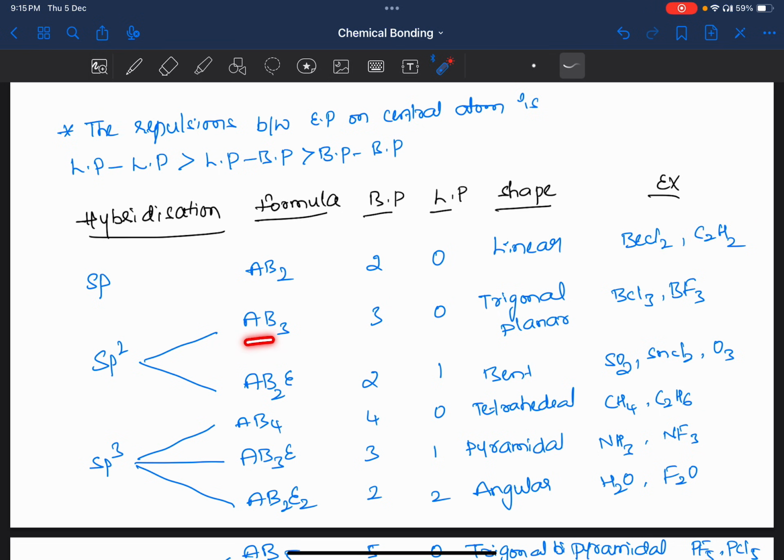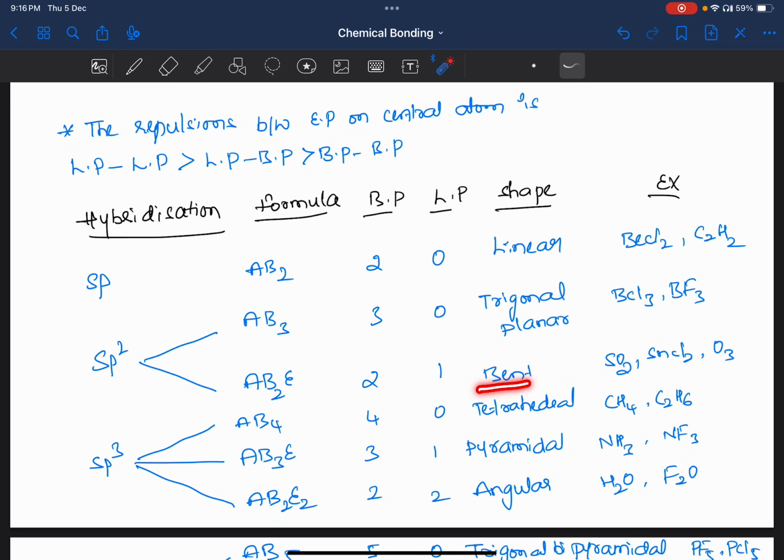And next, for AB3 and AB2E molecules, two different formulas are given. E indicates lone pairs. In the AB3 formula, three bond pairs are present without any lone pairs, so its structure is trigonal planar. But when it has one lone pair along with two bond pairs, the structure is defined as bent, or V-shaped, or angular.